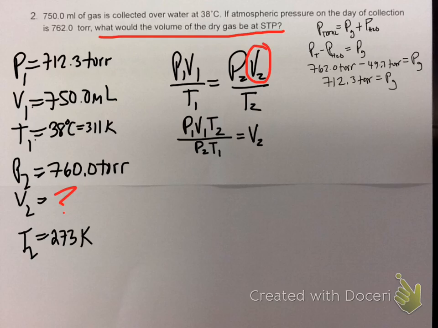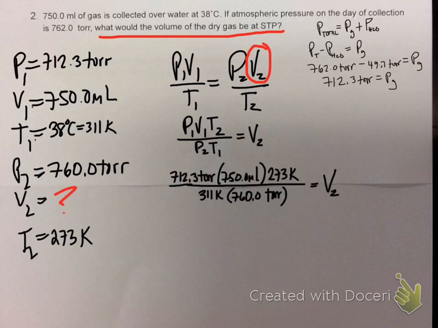It also makes it easier to follow, if you do make a mistake, where that mistake occurred. Okay, so I'm going to plug in my numbers. So I've got everything plugged in. I can do my units check, and sure enough, torrs cancels torrs, kelvins cancels kelvins. I'm left with milliliters, which is really good because I'm looking for a unit of volume, and milliliters is a unit of volume.